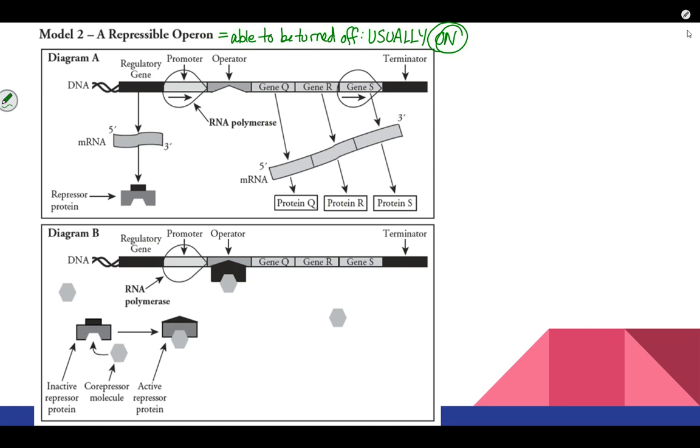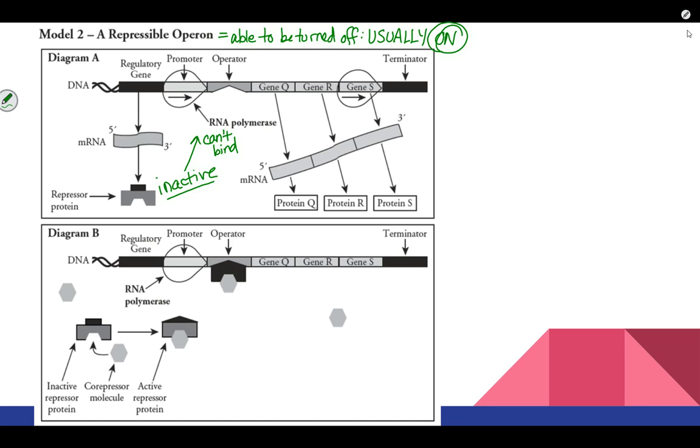So usually this operon is turned on, which means the regulatory gene is producing a repressor protein, but this repressor protein is inactive when it's made. And so it can't bind to the operator. So usually RNA polymerase is free to do its thing. It transcribes and translates and makes those enzymes so the cell can continuously produce the tryptophan that it needs.